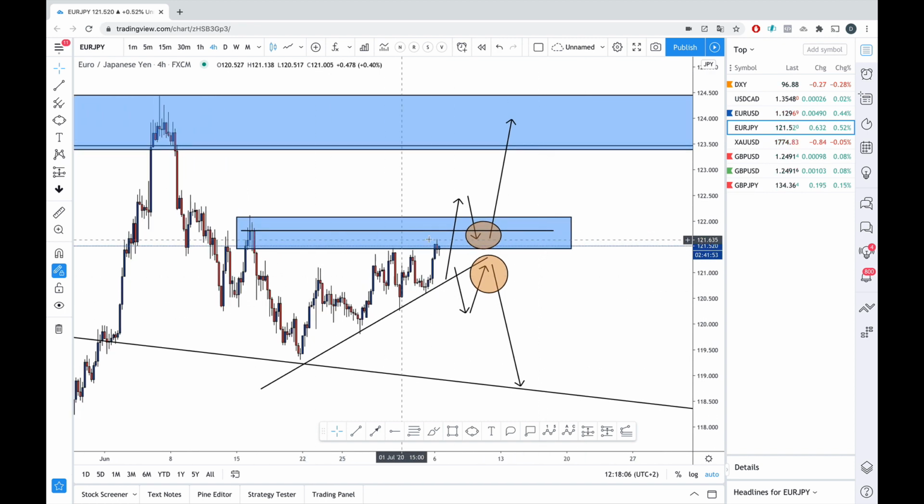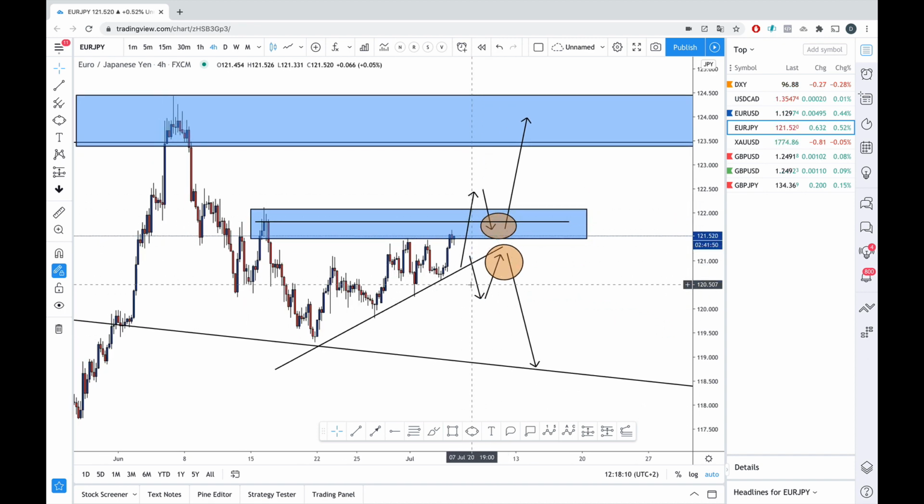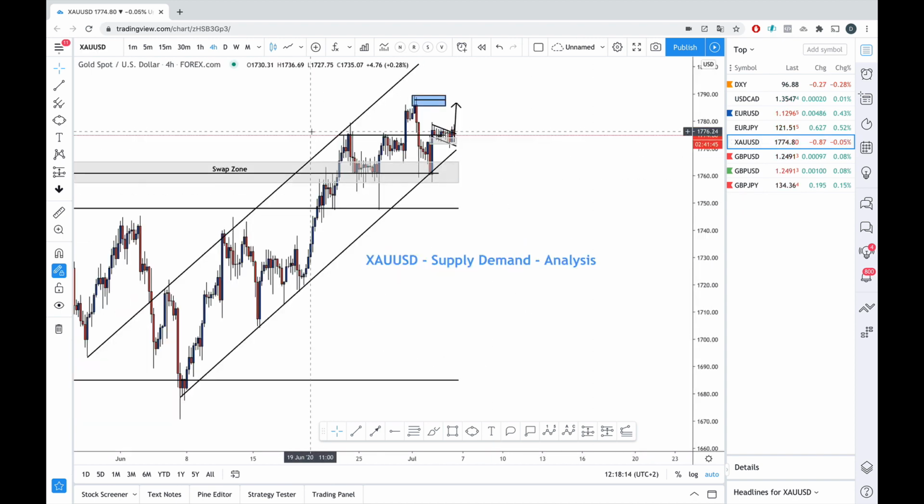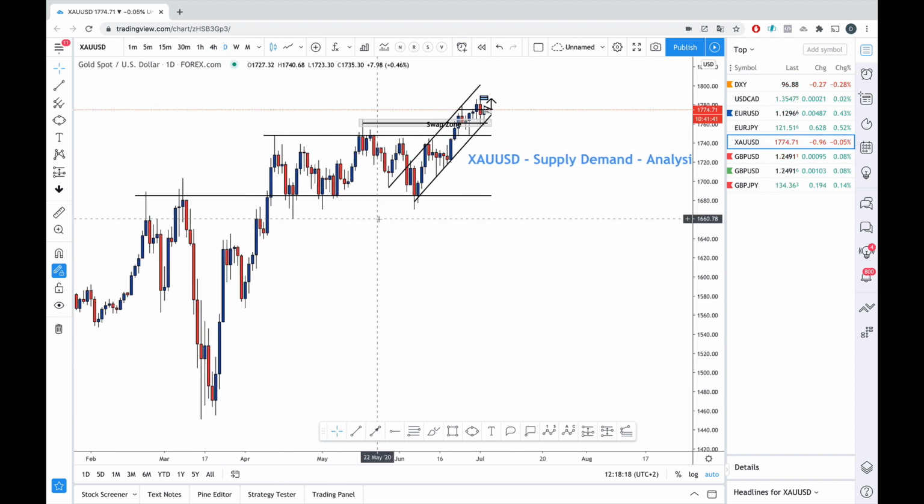Okay, so this is the idea on EURJPY. Keep an eye on how the market will react on this zone. Now let's switch to gold. Yeah, gold. Very interesting pair, like always.